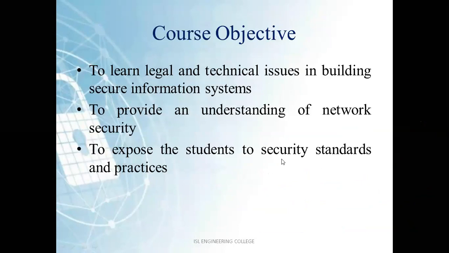The next is we'll be covering what are the different course objectives, why we are studying the subject, and what are the objectives of this particular subject. Now, the first is to learn legal and technical issues.